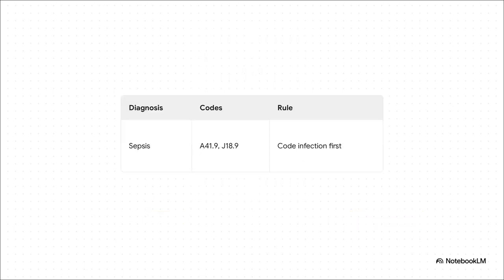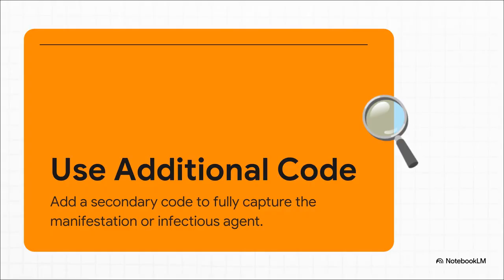Let's think about how this plays out in a real-world scenario. Say you are dealing with sepsis due to pneumonia. You have to sequence the underlying infection first. The sepsis rule in the official guidelines tells us that if sepsis is present on admission and is the primary reason for admission, that systemic infection, the etiology, gets sequenced as your principal diagnosis. No exceptions.